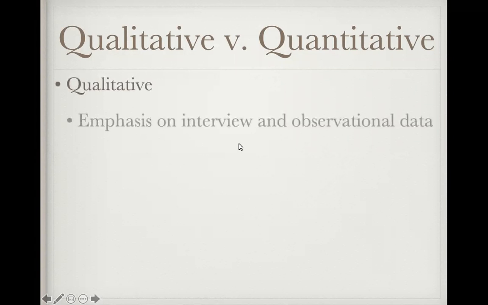Qualitative research is research that places an emphasis on interview and observational data, right? Qualitative data is where something occurs, and I'm going to observe it and apply my observational findings to that explanation. I'm going to interview participants. I'm going to interview a bunch of serial killers and find out what makes them tick, what drove them to be who they are.